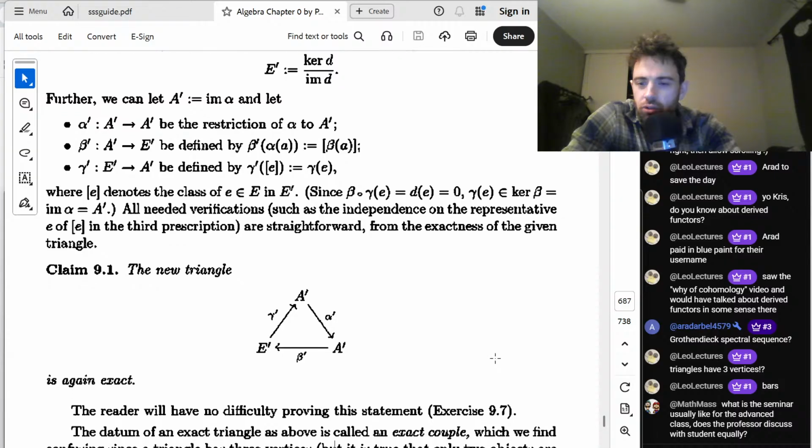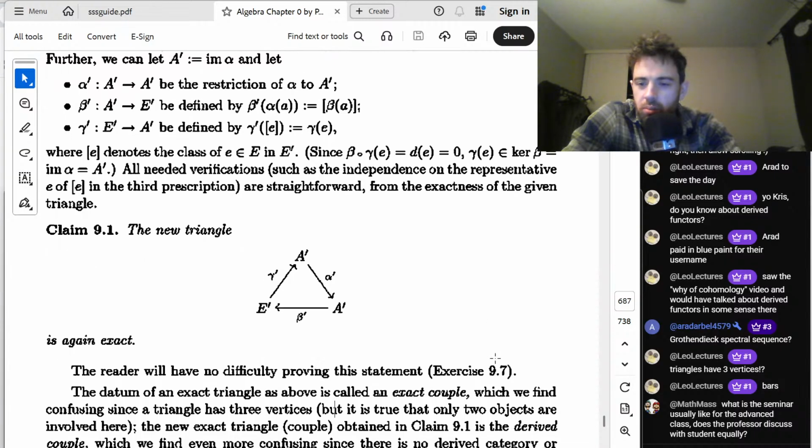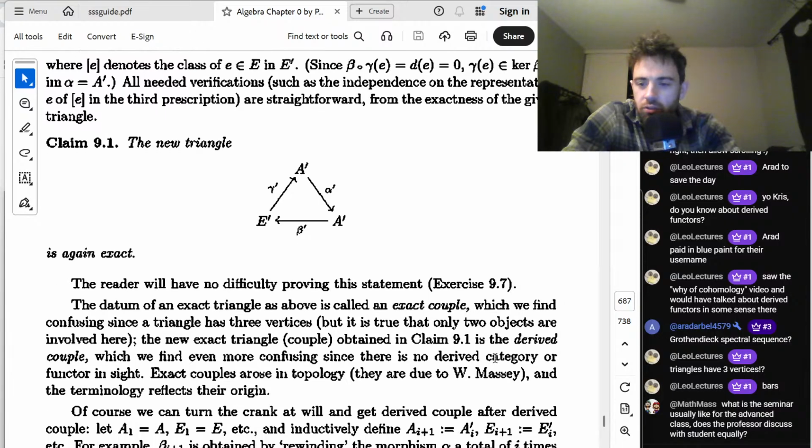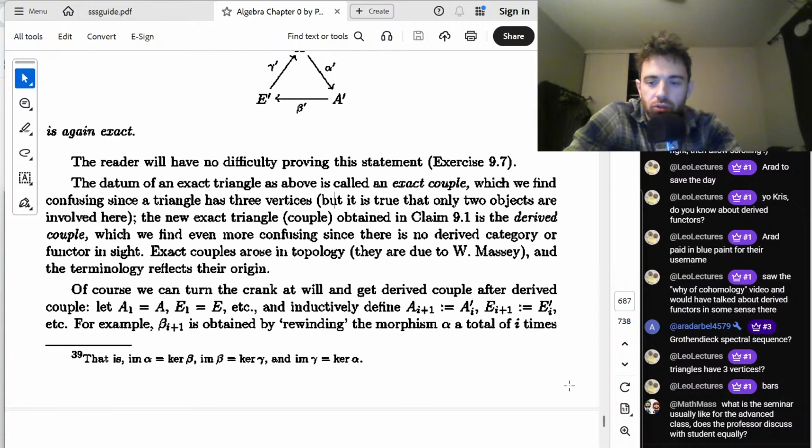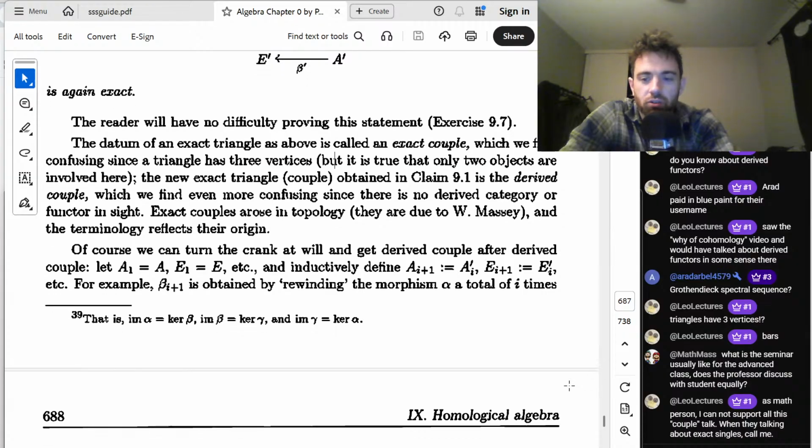What is this seminar usually like for the advanced class? Does the professor discuss with students equally? I mean, this completely depends on the professor. I don't know if there is any notion of what it's usually like. I think it just varies wildly from university to university and professor to professor. Lots of seminars are run very differently, so not sure there's a good answer for you there.